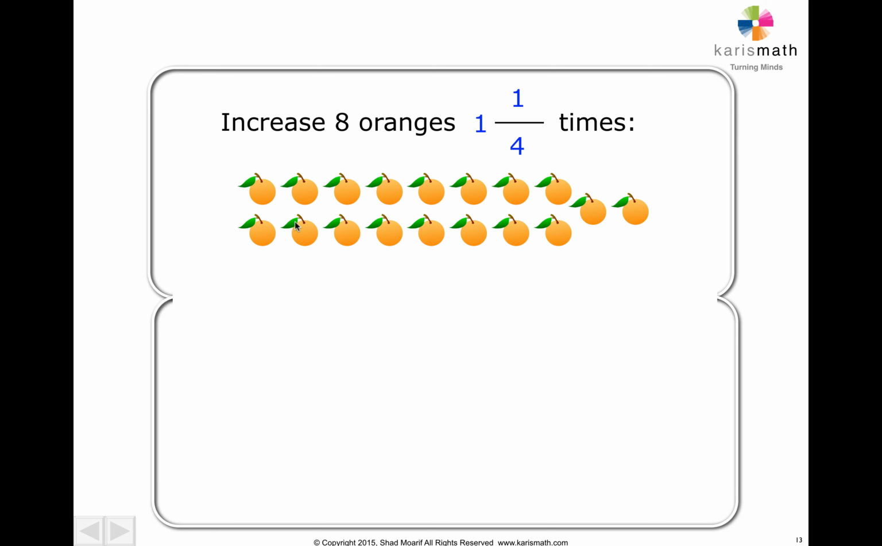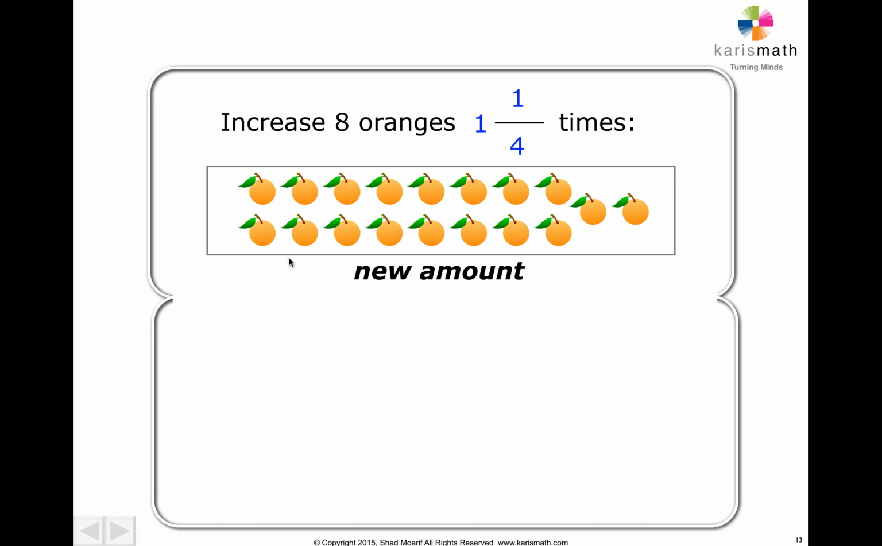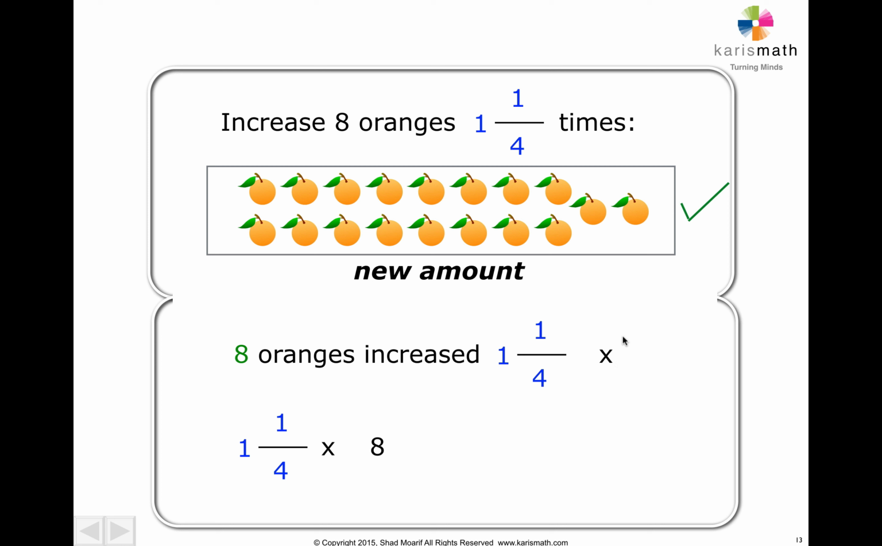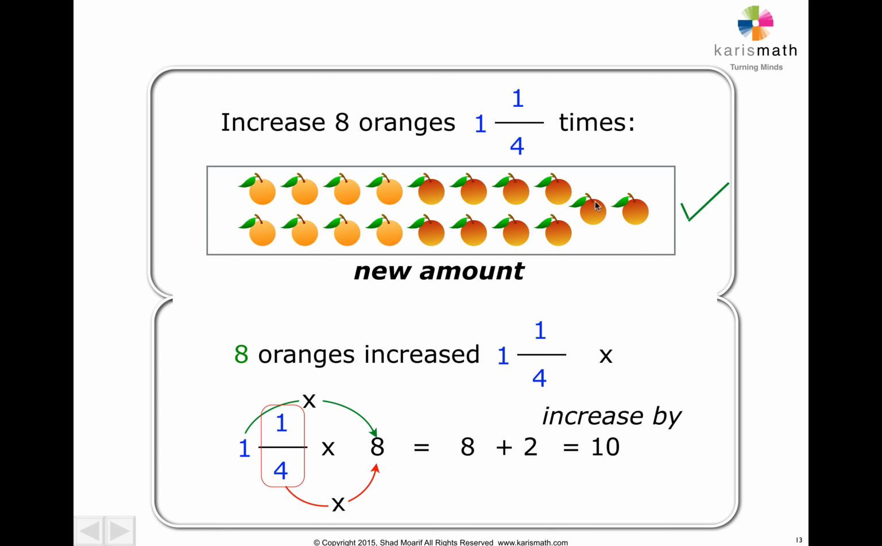That's your total amount. All of this. This is your new amount. You increased 8 1¼ times. How much does it come to? If you do it through math, if you increase 8 oranges by 1¼ times, 1¼ times is how much? 1¼ times of 8, well, multiplied by 8. 1 times 8 is 8. That's this bit here. You increased it by 8. And then quarter times 8 is 2. So you increased it by another 2 here. And the total comes to 10. That means you increased it to 10.